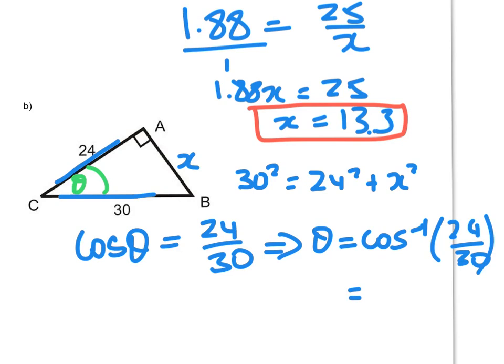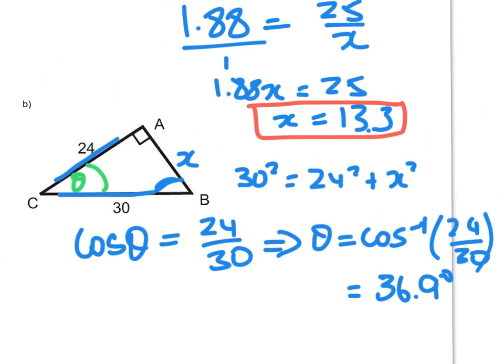So I'm just going to put that in my calculator, shift cos 24 divided by 30 equals 36.9 degrees. Okay, and because we know that's 36.9 or 37 degrees, we know that this angle here must be about 53 degrees because it has to add up to 90. Okay, so that's pretty much it. That's how you solve right triangles. And there's our first two lessons complete in trigonometry, okay?